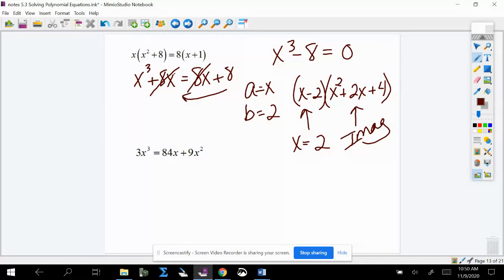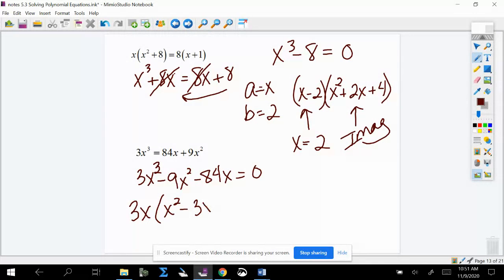And then this last one, I want to get everything in standard form. I'm going to put it in the right order first this time. I'm going to subtract the 9x squared, and I'm going to subtract the 84x. GCF, I can take out, I wrote this wrong. This should be x cubed. Sorry. I can take out an x. I can also take out a 3. So if I take out a 3x, I'm left with x squared minus 3x.